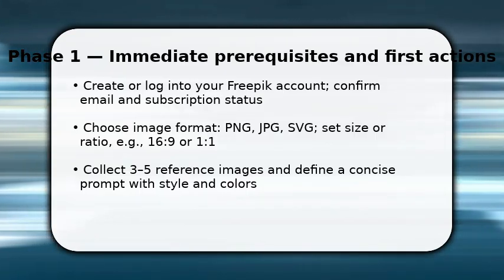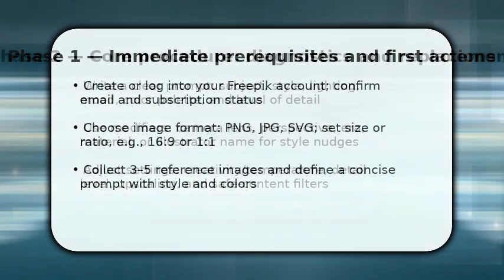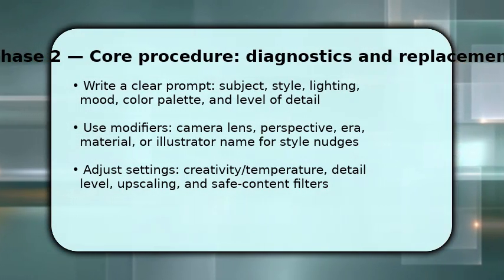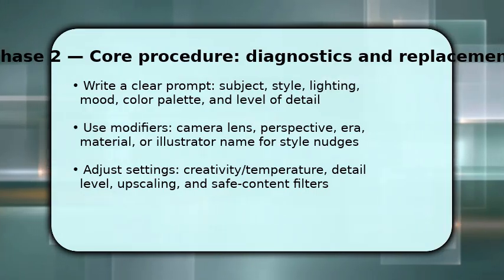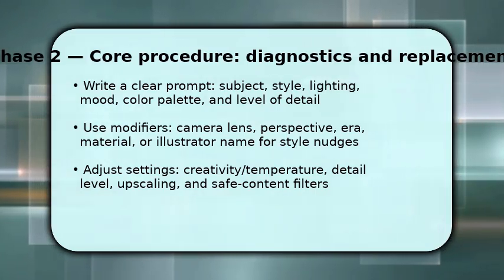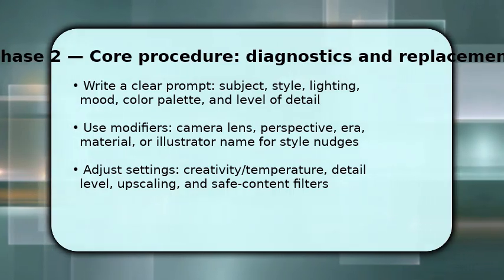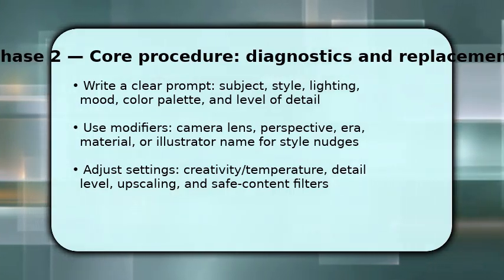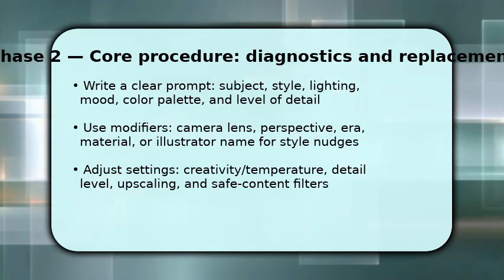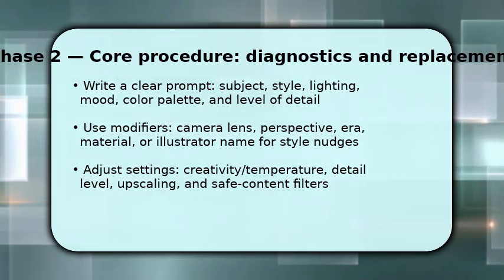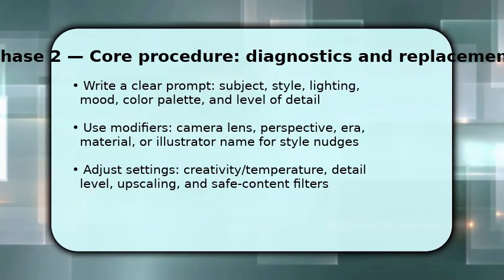You now focus on the prompt and generation settings because the machine matches words to pixels. Start with a subject line, then add modifiers like lighting, perspective, and material to control realism or stylization. Next, tweak creativity or temperature to allow variety versus predictability, and set detail and upscaling for final resolution.